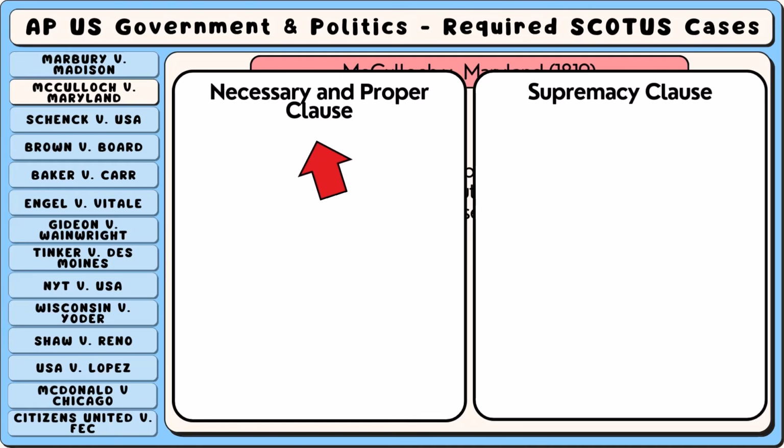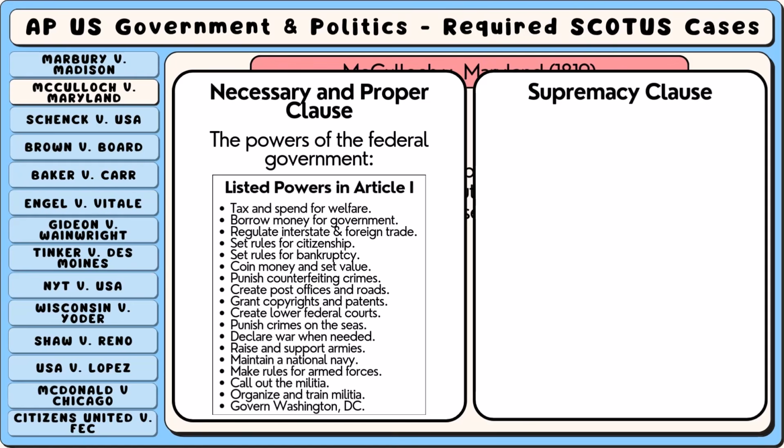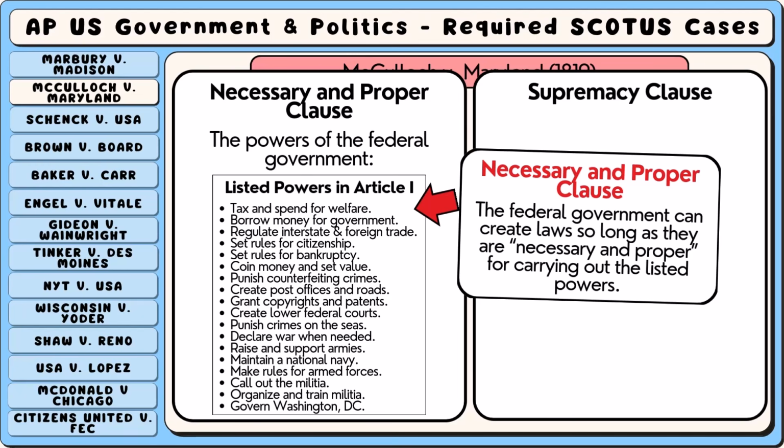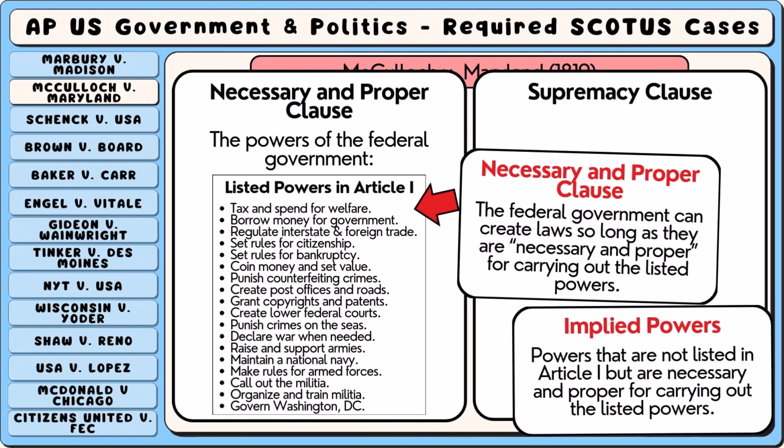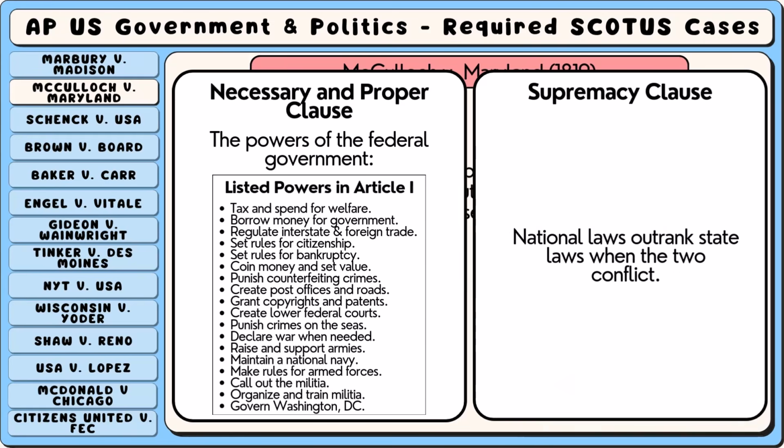Let's quickly look at the Necessary and Proper Clause. Essentially, Congress was given a list of powers in Article 1, Section 8 of the Constitution. The Necessary and Proper Clause states that the federal government can create laws so long as they are necessary and proper for carrying out those listed powers. When Congress exercises powers that are not listed in Article 1, but are considered necessary and proper for carrying out those listed powers, they're called implied powers. The Supremacy Clause states that national laws outrank state laws when the two conflict.